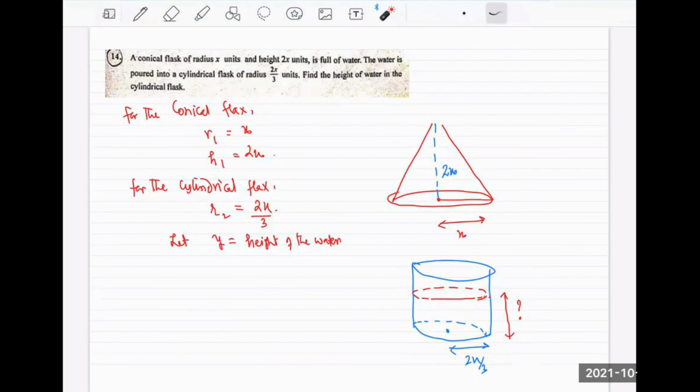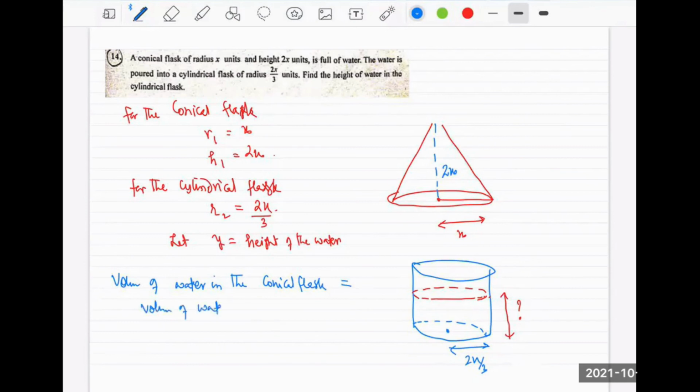What will be equal between these two? The volume of the water in the conical flask will be equal to the volume of the water in the cylindrical flask. So you have to say here, volume of water in the conical flask is equal to volume of water in the cylindrical flask.